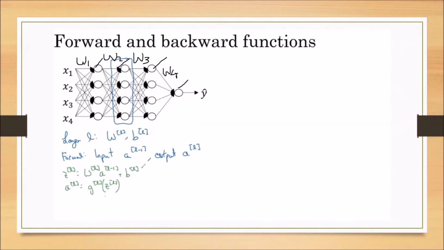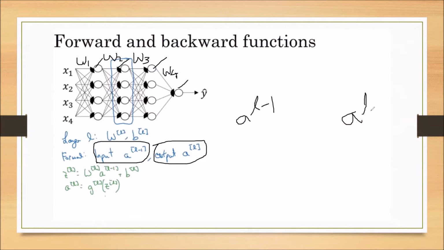So in the first step, in the forward propagation, we are taking the input as A[L-1], and we are finding the output A[L]. In order to calculate the output A[L], we require two steps. In the first step, we are calculating Z[L]. To calculate Z[L], we are taking the help of W and A[L-1]. We are writing it as W[L] times A[L-1] plus B[L].